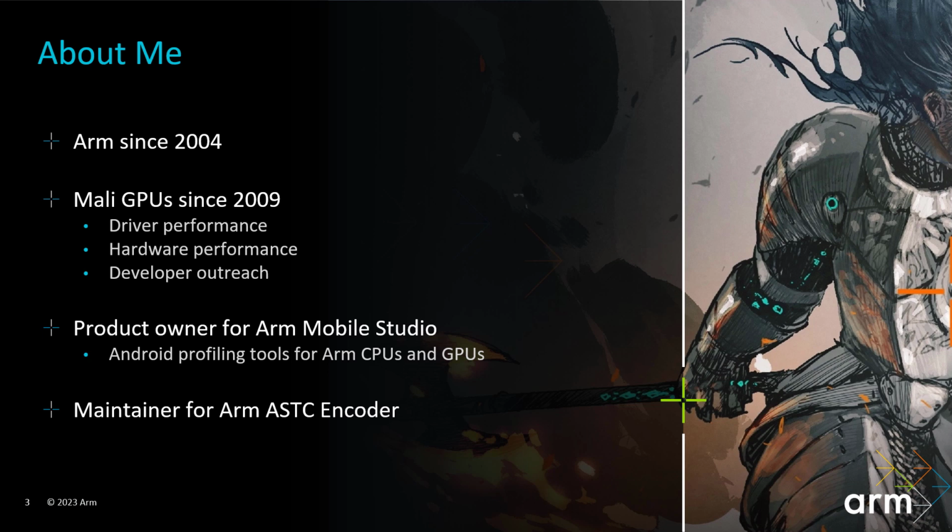And the reason for that is it's much easier to change an application and optimize something at that level than try and find 1 or 2% optimizations in the driver. So to get the best bang out of the GPU for the power budget, application optimization nearly always gives the best results. My day job is product owner for the ARM Mobile Studio tools. These are ARM's free of charge Android profiling tools for ARM CPUs and GPUs. I'm also maintainer for the ARM ASTC texture compressor, ASTC Enc, which is an open source project available on our GitHub.